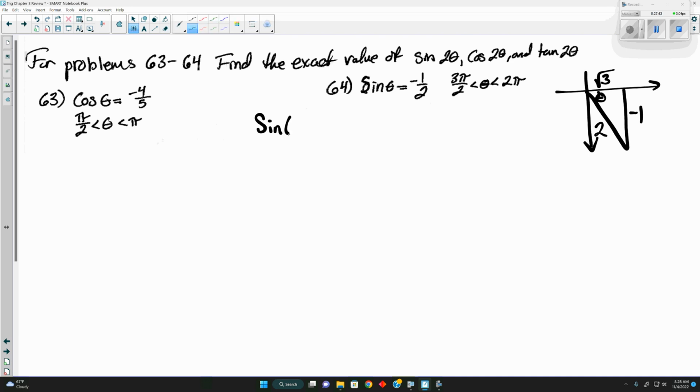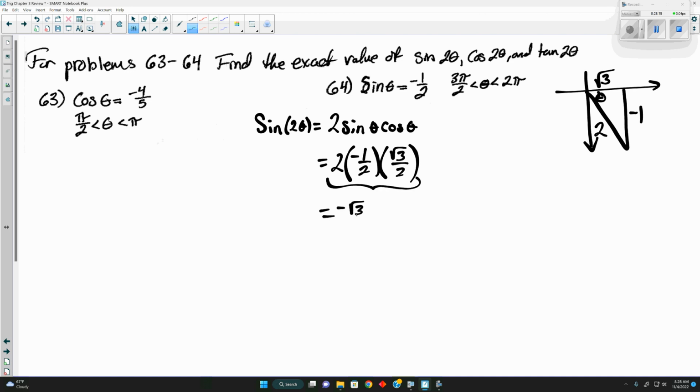So sine of 2 theta is equal to 2 sine of theta cosine of theta. Well, sine, we already have, is -1/2. Cosine is going to be adjacent over the hypotenuse, so square root 3 over 2. At this point, just multiply it together. You can plug all this into the calculator and get negative square root 3 over 2. So that's our sine of 2 theta.